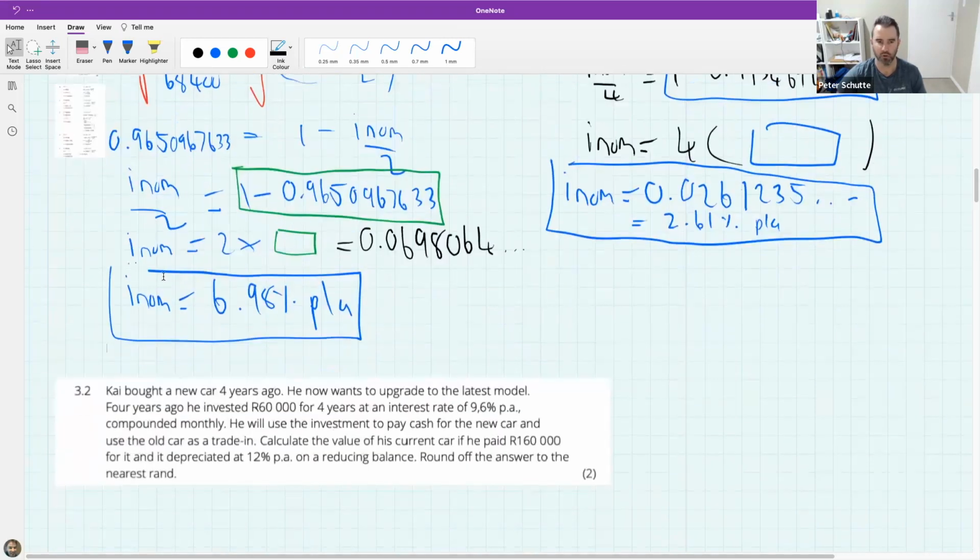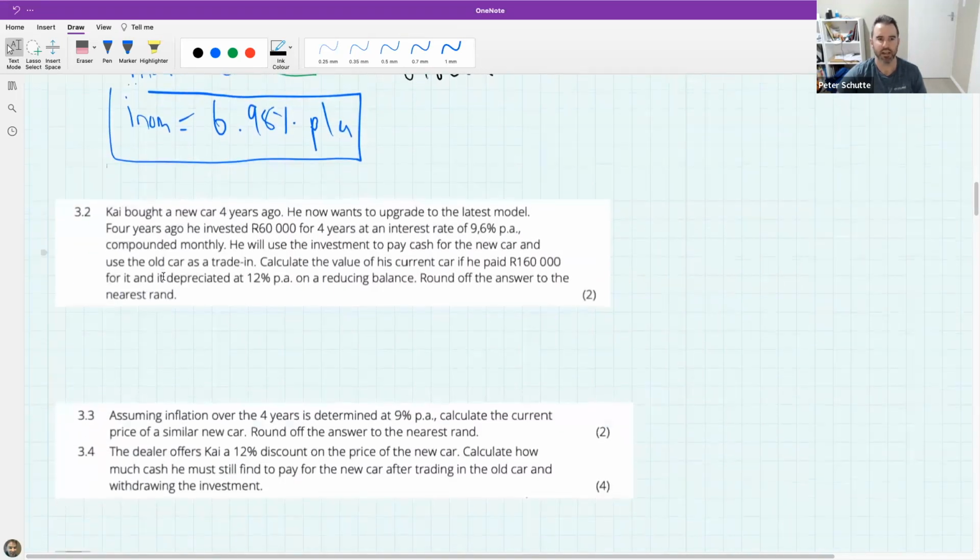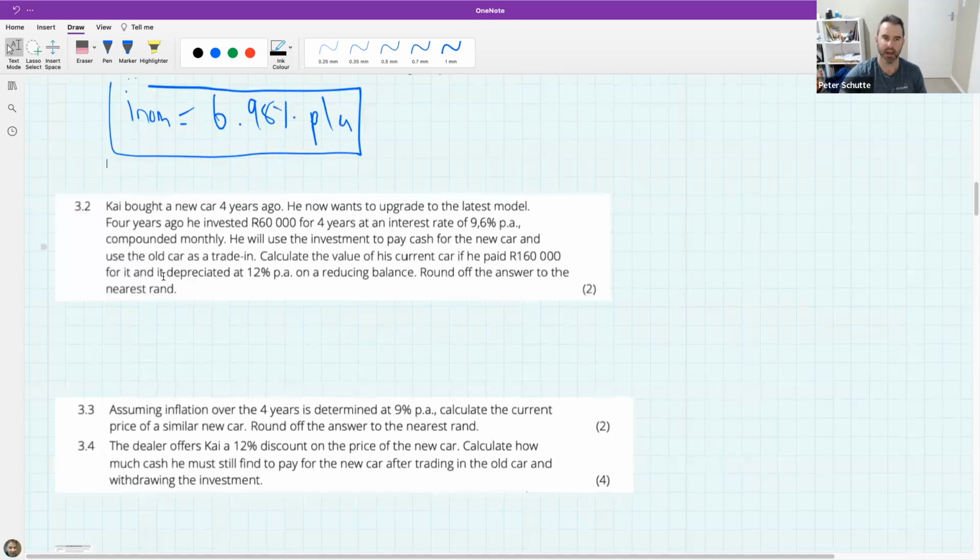Okay, so the last question for the week is a combo question. It's talking about a car. And often when you are buying a car, sometimes you have an old car you want to trade in. That old car cost something once upon a time, and it lost value. And sometimes you might have been saving some money also for the replacement car. So let's just look at the mathematics behind that.